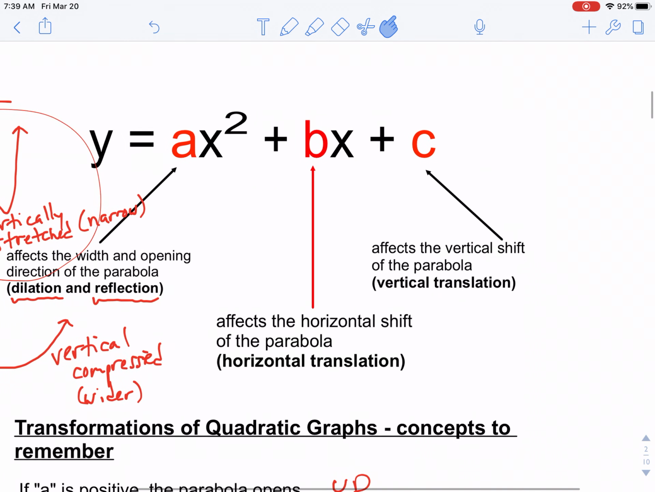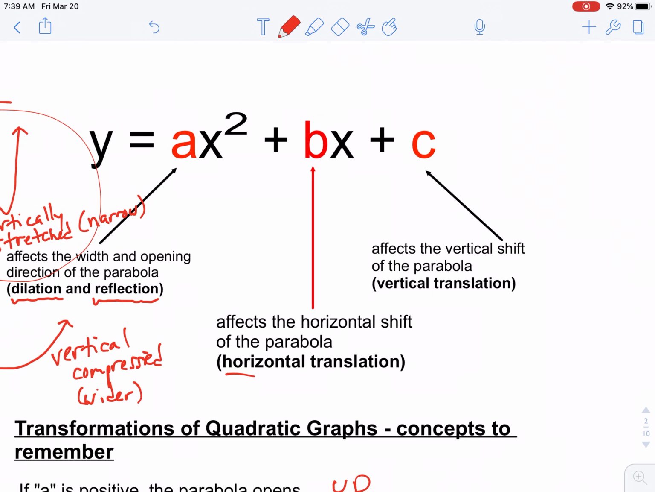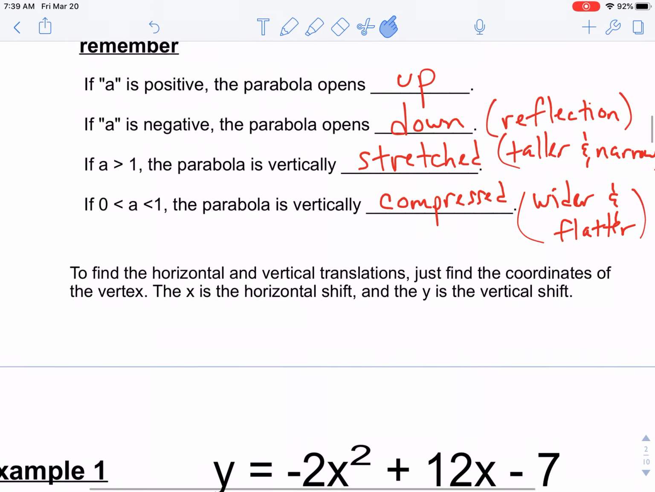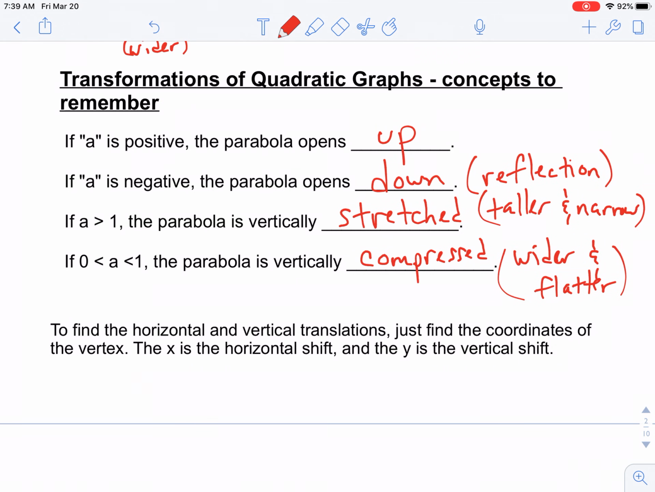The B value affects the horizontal translation, and the C value affects the vertical translation. Those numbers will affect where the parabola is moved around on the coordinate axis, horizontally and vertically. And to find the horizontal and vertical translations, all you're doing is finding the vertex. The vertex tells you where the parabola is being moved to.